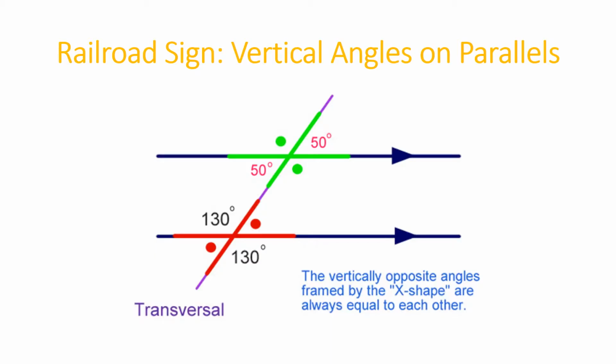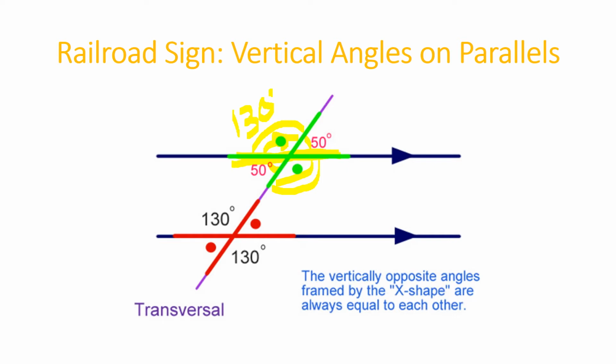What does it look like on a parallel? There's still railroads because you still have this X. And it's still this one congruent with this one, and this one congruent with that one. So if that's 50 and that's 50, because of this linear pair right here, we know that this has to be 130, because linear pairs are any two angles that add up to 180 degrees or a line.